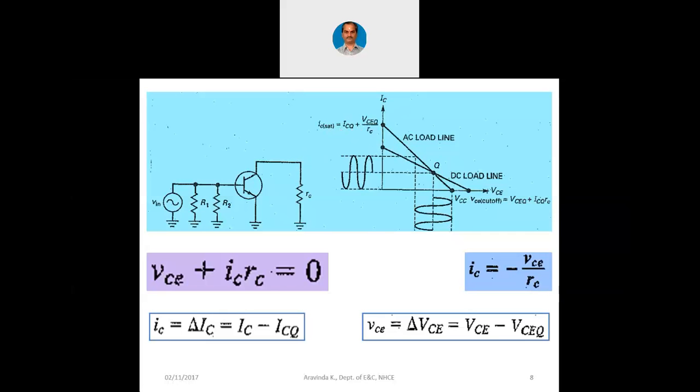Now, how did the current become larger in the case of the AC load line? When the current can be maximum at this point, where it is VCC by RC plus RE, how can the current increase at the output with respect to AC? The reason is that the input signal is also contributing current.